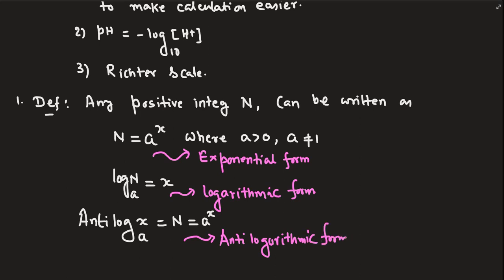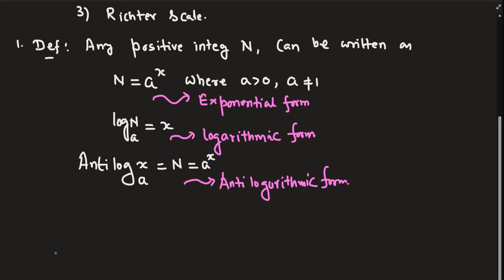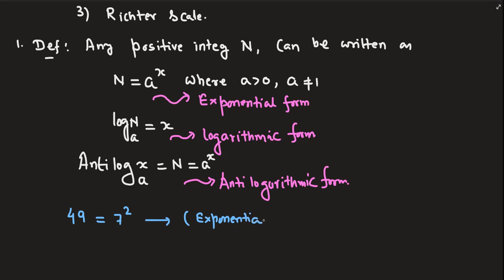Now consider one example. All of you know, suppose 49. This number we can write as 7 square, and it is nothing but the exponential form. You know about power and exponent. From here we can write log of 49 base 7 is equal to 2. This is nothing but the logarithmic form.